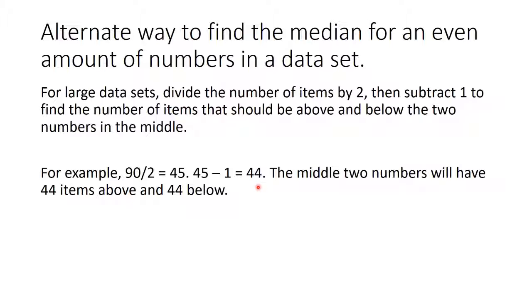And just remember, once you find those middle two numbers, that's not it. You need to make sure you find the average of those two middle numbers, adding those two middle numbers together and then dividing the sum by 2. And then you'll have your median, and there you go.